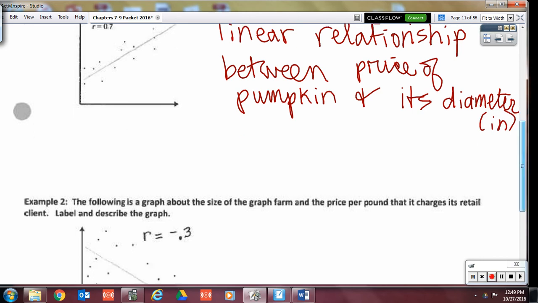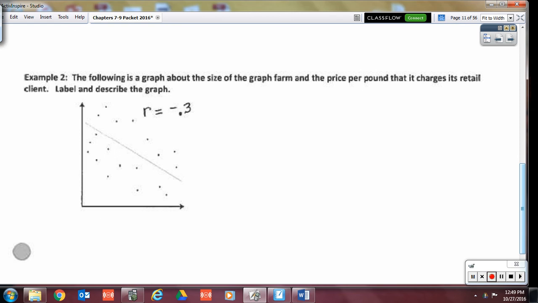Now, you know how when you go to a superstore, and you buy in bulk, it makes the price per ounce maybe less? Well, this idea goes along with that. Example 2 is about the size of a pumpkin farm and the price per pound that they charge for their pumpkins. So it is negatively related, because as the size of the farm gets bigger, they charge their retail clients or their wholesale clients less.